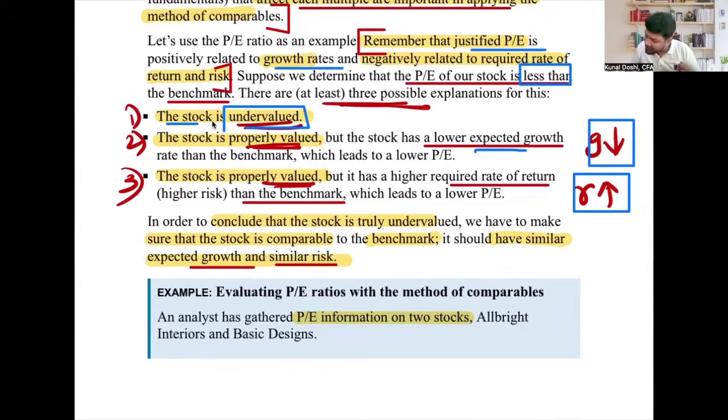but has a lower expected growth rate than the benchmark. The growth rate is lower. That's why it is undervalued. Or its cost of equity is higher. That's why it is undervalued. So it cannot always be directly said it is undervalued.